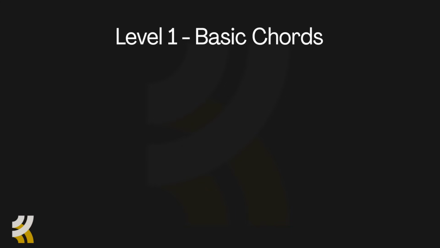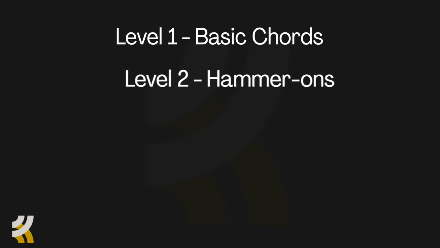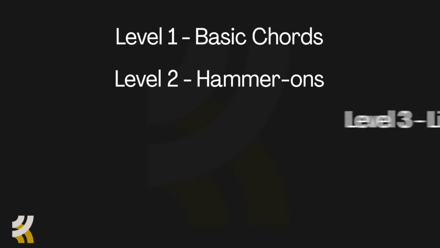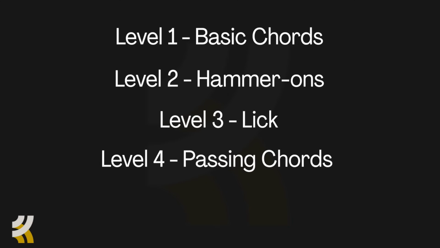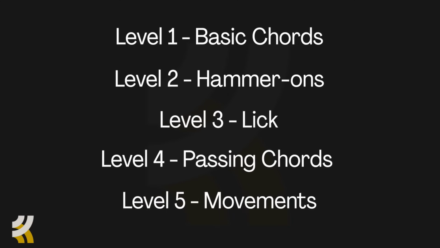Now, when you first learn how to practice, you want to do it as often as possible, so that you get to develop that muscle memory. Also, you work on the timing. It's really important that you understand that, okay? So level 1 was just the basic chord, 2, 3, 6. Level 2, we added the hammer-on. Level 3, we added the lick. Level 4 was the passing chords. And level 5 was the movements.